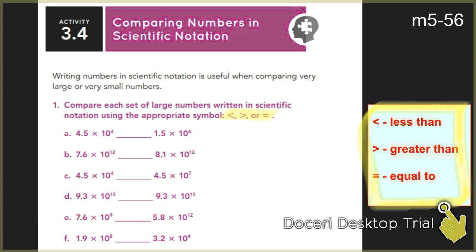So to do this, one thing we're going to start with is we're going to go ahead and write these in standard form. It will just help us compare them a little bit better. So we're going to take our 4.5 times 10 to the 4th, remember, and we're going to write it down below where we have room. Now we know that our exponent is a positive 4.